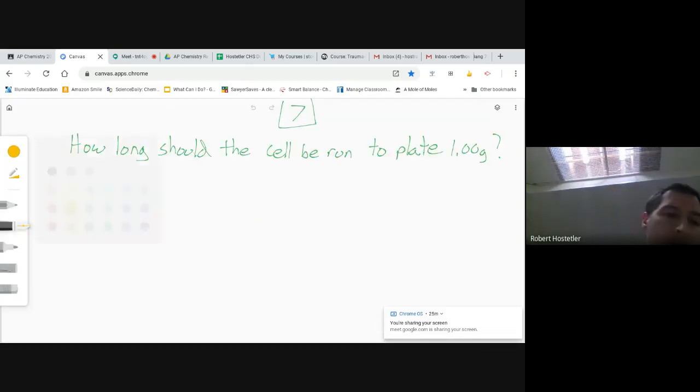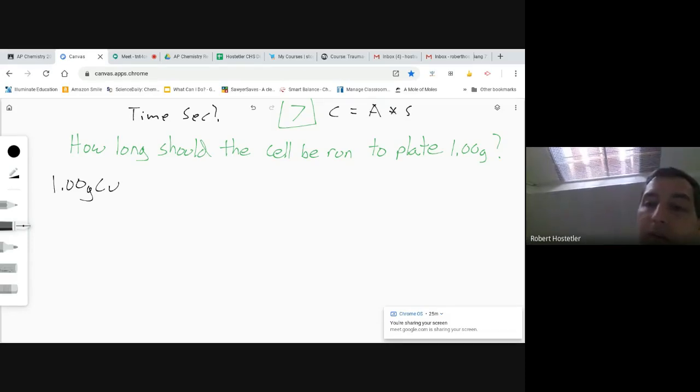So if we do the same thing, we're still using the copper and all that kind of stuff. How long do we run it to get exactly 1 gram? So now we're still going to start with what they give us, but we want the time in seconds. And so if the charge equals the current times the time, then once we solve this for charge, we know our current, what did they say it was, 2.4 amps. Then we can use it to solve for the time. So we're just going to go backwards on this.